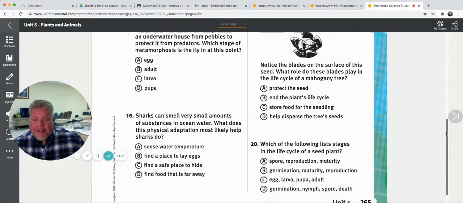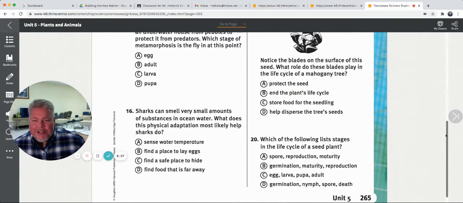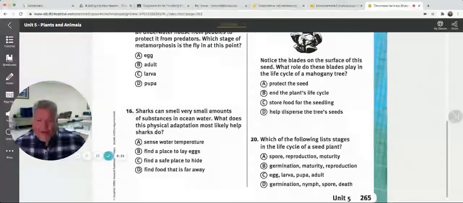All right, 16. Sharks can smell very small amounts of substances in ocean water. What does this physical adaptation most likely help sharks do? Okay, sense water temperature. That's got nothing to do with smell. Find a place to lay eggs? Nah. Find a safe place to hide? Maybe, but I don't see sharks hiding from many things. Do you? Find food that's far away? Yes. So they have a strong sense of smell. That's an adaptation that helps them find food. So 16 is D.